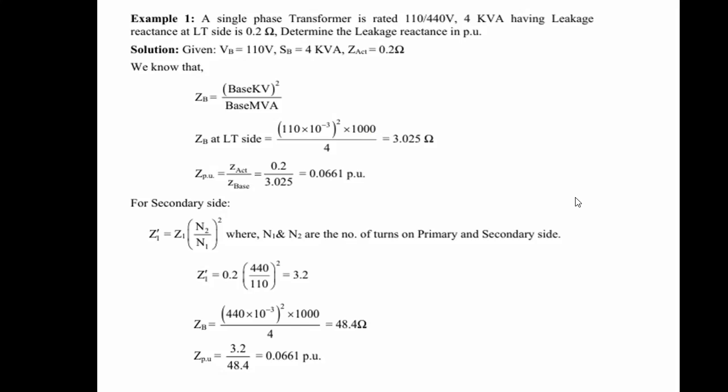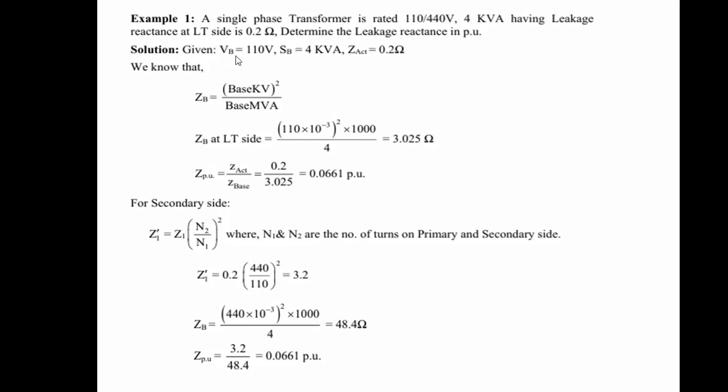A single phase transformer is rated 110 by 440 volt, 4 kVA, having leakage reactance on the low tension side of 0.2 ohm. Determine the leakage reactance in per unit. Here, the base value is given on the low voltage side, so whatever the transformer primary side voltage is, you have to take it as the base value. So the primary rated voltage is 110 volts, and that should be taken as the base voltage.